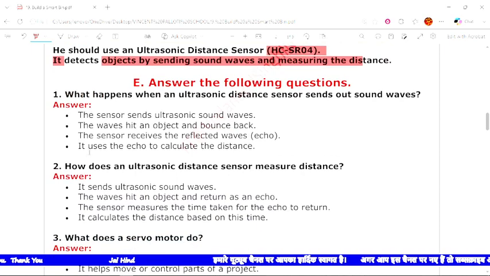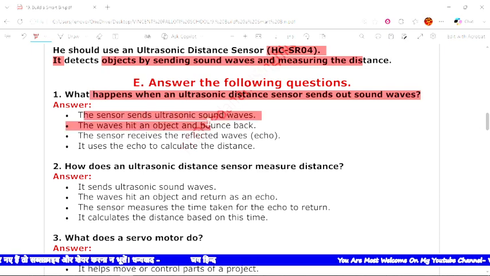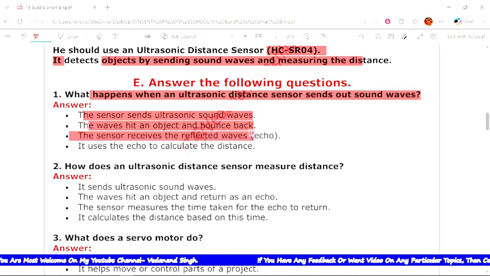E-type question. Answer the following questions. First, what happens when an ultrasonic distance sensor sends out waves? Answer. The sensor sends ultrasonic sound waves. The waves hit an object and bounce back. Point number 3. The sensor receives the reflected waves, the echo. It uses the echo to calculate the distance.